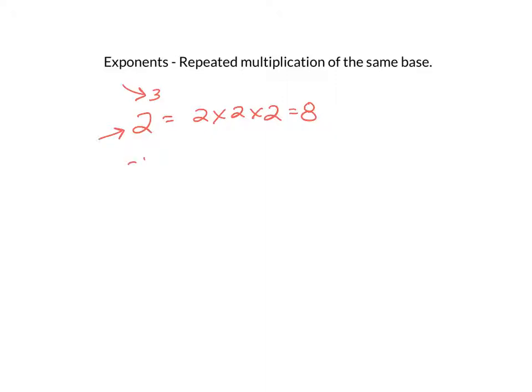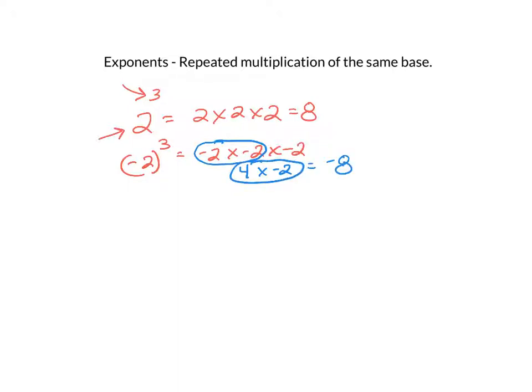If I have negative 2 and I want to take that to the 3rd power, that means a negative 2 times a negative 2 times a negative 2. And once again, figuring that out, a negative times a negative gives me a positive. So this is a positive 4 times a negative 2. A positive times a negative gives me a negative.